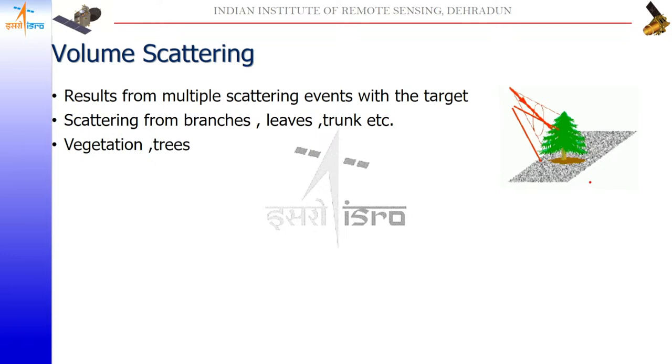One more thing is that volume scattering depolarizes the signal. Depolarize means that if we are sending H polarization, then due to the multiple scattering by the different components, such as stems, leaves and branches, it will become V polarization.